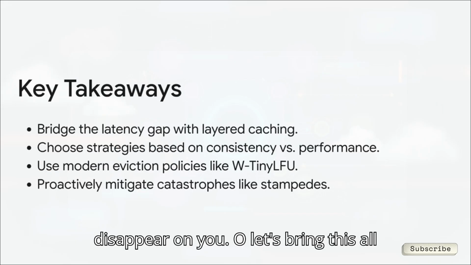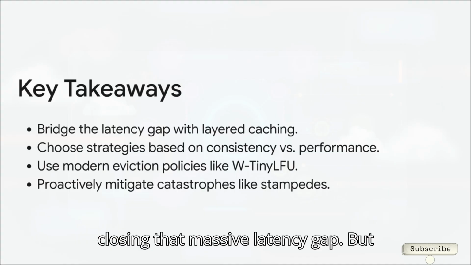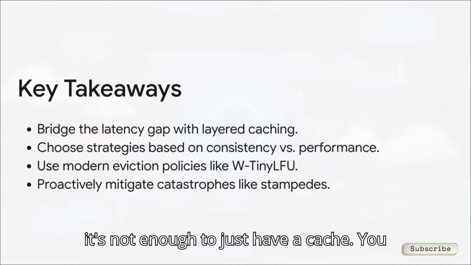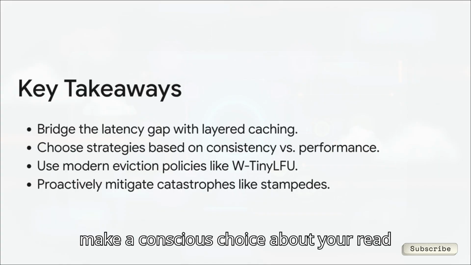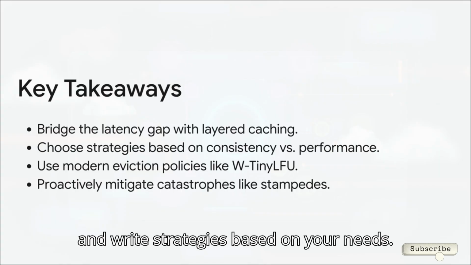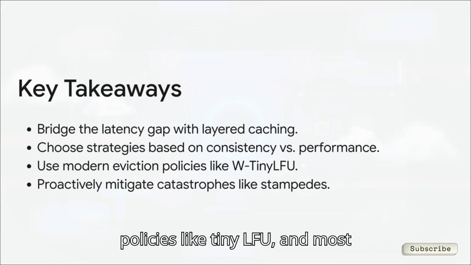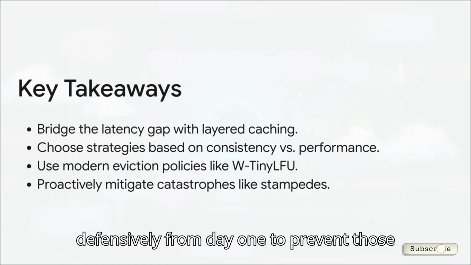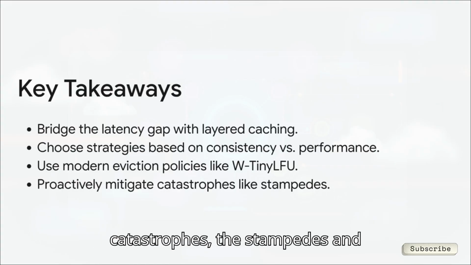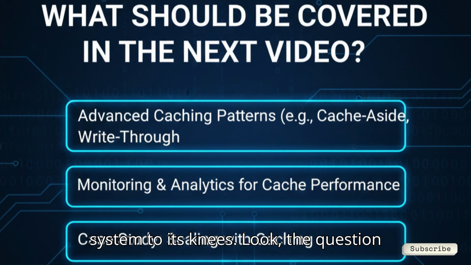So let's bring this all home. Caching is your #1 weapon for closing that massive latency gap. But it's not enough to just have a cache. You need a layered architecture. You have to make a conscious choice about your read and write strategies based on your needs. You should use smart, modern eviction policies like WTinyLFU. And most importantly, you have to design defensively from day one to prevent those catastrophes, the stampedes and avalanches that can bring your entire system to its knees.